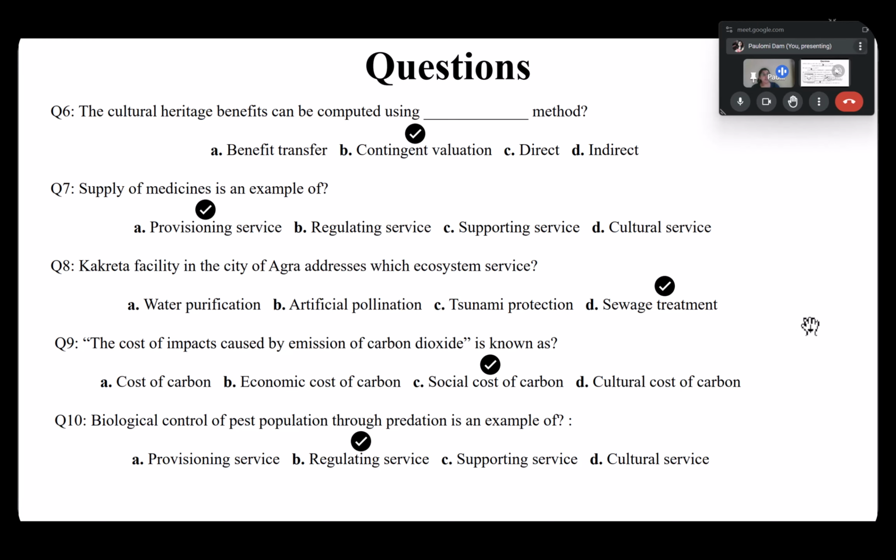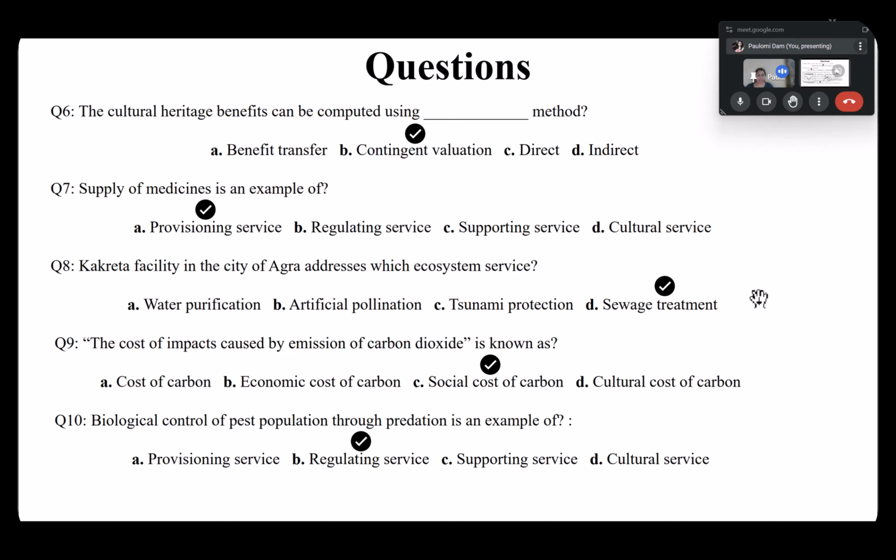Kakreta facility in the city of Agra is providing the sewage treatment ecosystem service. The other ecosystem services: water purification, as discussed in the lecture, is being provided by the Catskill Mountains. Artificial pollination, there are reserves or facilities made for this, especially in Israel. And you have tsunami protection, or mangrove forests, which are built in Orissa. Okay, now why are we even talking about this? What is the importance of this? Let me bring in the perspective here.